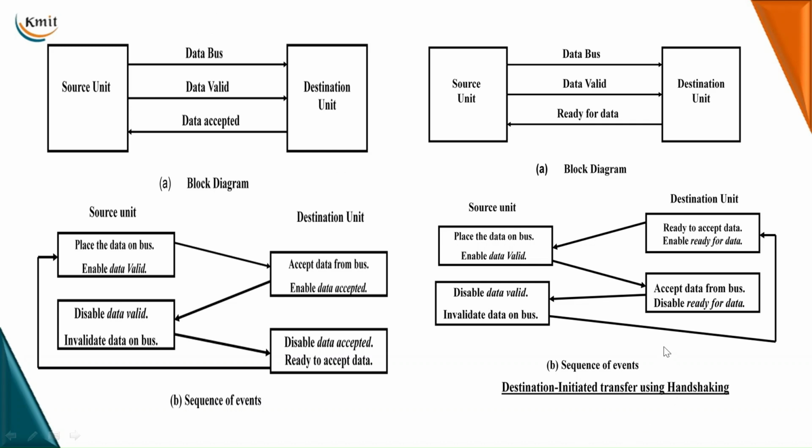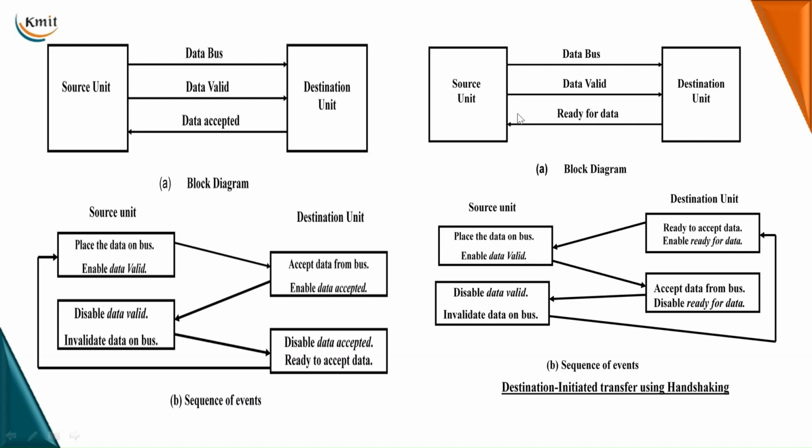Coming to the destination initiated transfer using a handshaking mechanism. Here the destination unit is the one which is going to initiate the transfer process by the handshaking mechanism. Whenever it is ready to accept the data, it will enable the ready for data line.